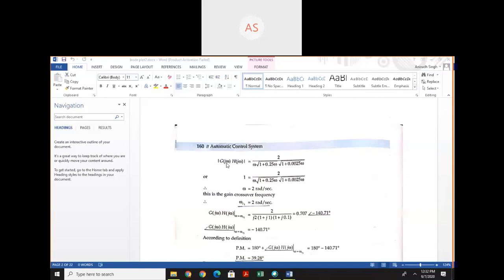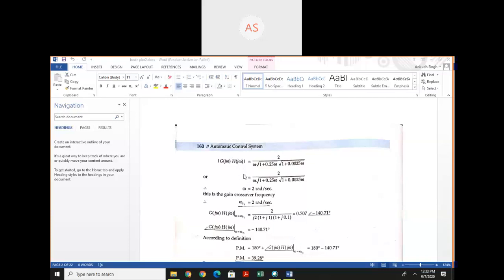Similarly, in the transfer function, substitute s equal to j omega, and then calculate the magnitude. Magnitude is this, and at gain crossover frequency, the magnitude curve crosses 0 dB. It means that at that point, the magnitude of the transfer function will be 1, because 20 log 1 is 0 dB. So the magnitude of G(j omega) H(j omega) will be 1 at that point.